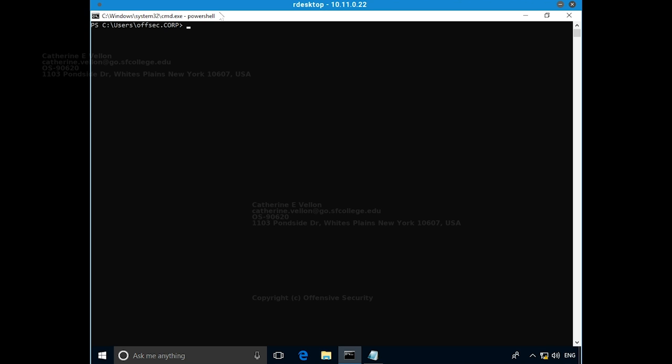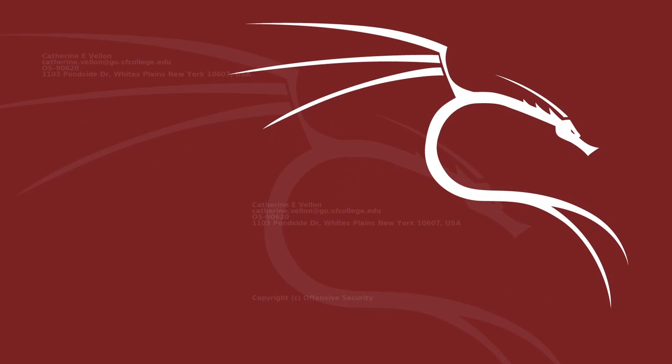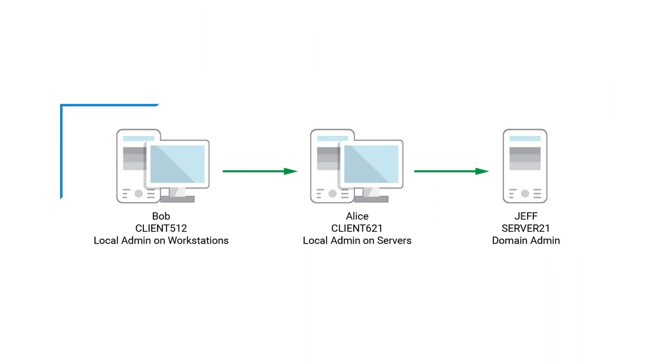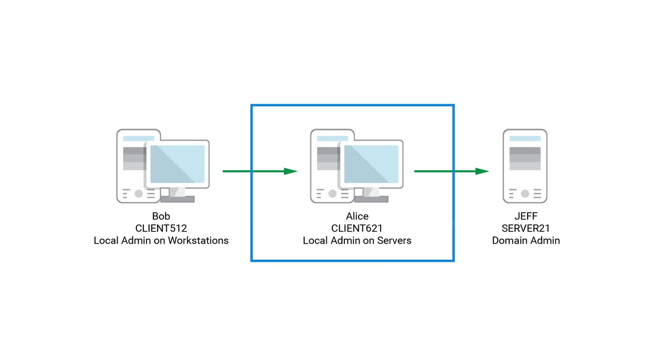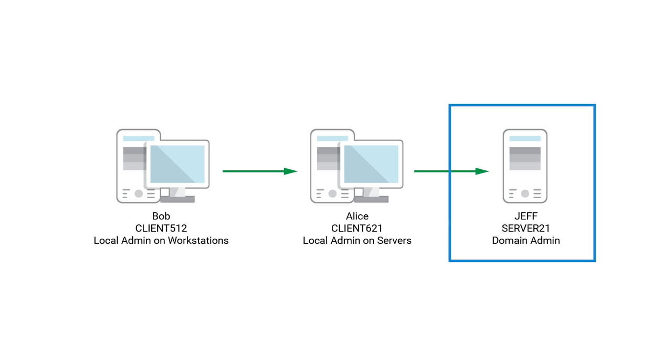If we can't immediately compromise one of the domain admins, we must compromise other accounts or machines to eventually gain that level of access. For example, Bob is logged into client 512 and is a local administrator on all workstations. Alice is logged into client 621 and is a local administrator on all servers. Finally, Jeff is logged into server 21 and is a member of the domain admins group.